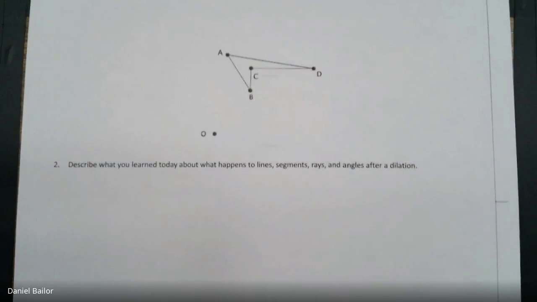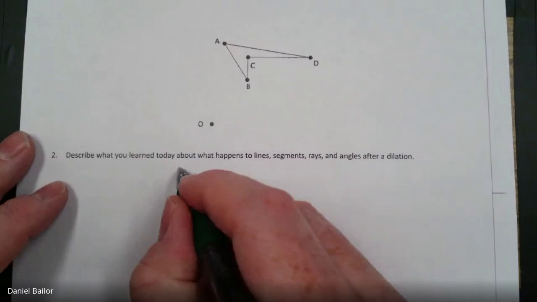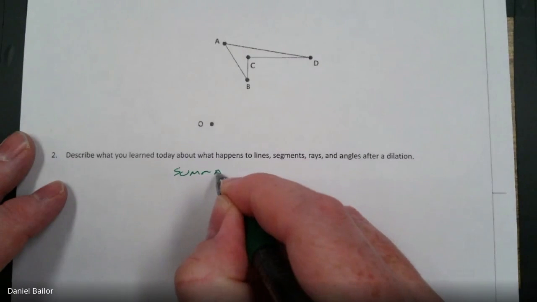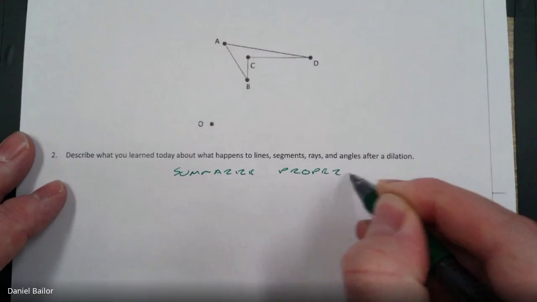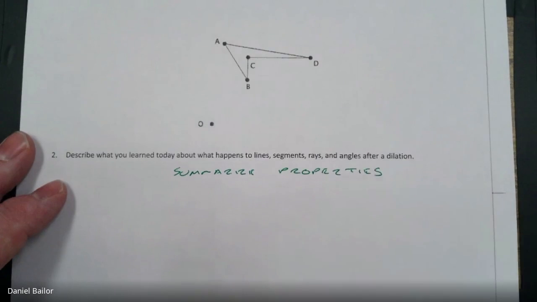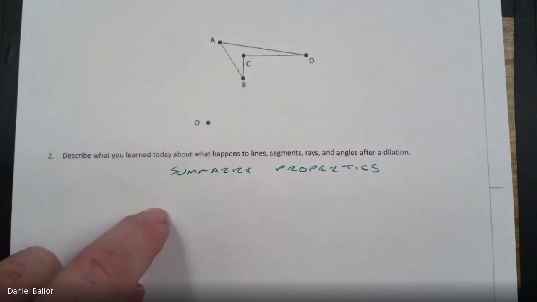And then number 2, describe what you learned today about what happens to lines, segments, rays, and angles after a dilation. So summarize the properties you learned today. Just summarize the big idea of the lesson. And that's your exit ticket. 1 question and a summary of the big ideas.